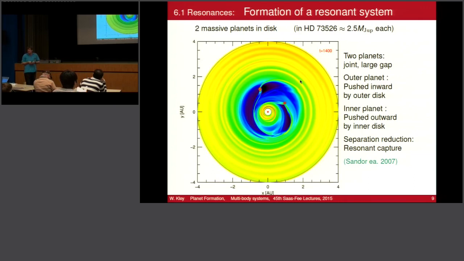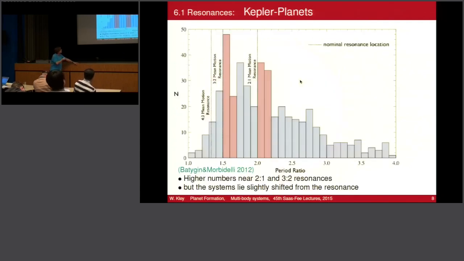I should have written it down here somewhere. Convergent migration. That's the key word here. Okay, separation reduction. That's the same after all. And then you can get into a resonant capture. So what happens if those two planets experience some resonance? There's possibly 3-to-1, 2-to-1, or 3-to-2. And as we have seen previously, 2-to-1 and 3-to-2 are the most likely outcomes of this, which you also see in the numerical simulations, by the way.